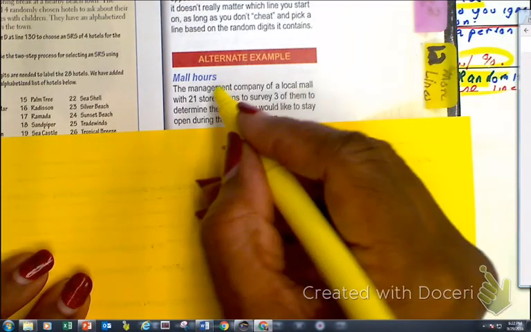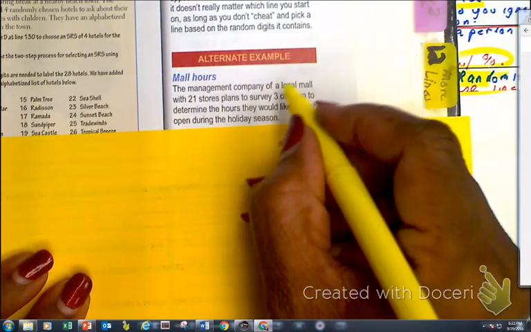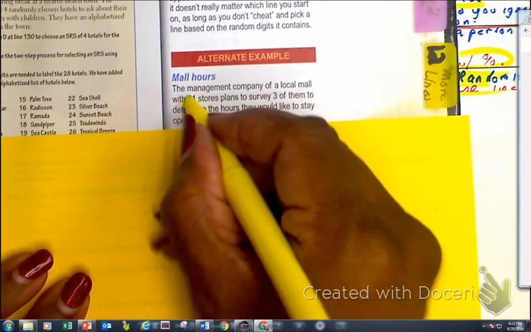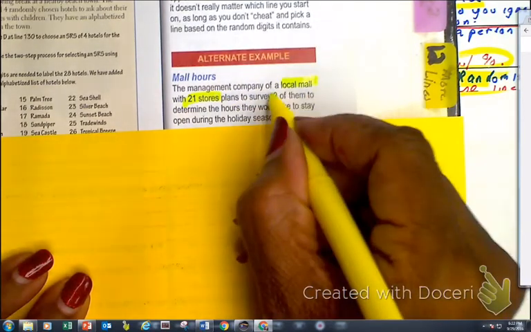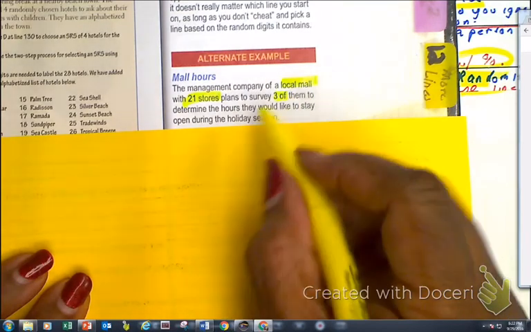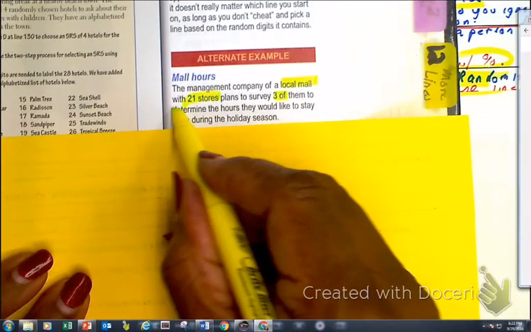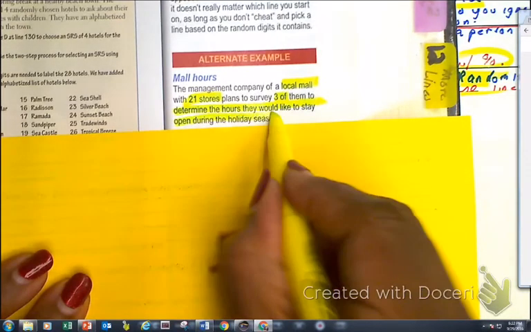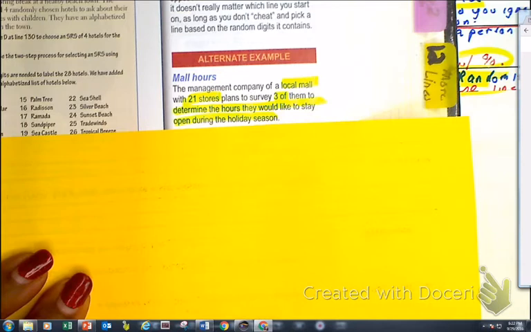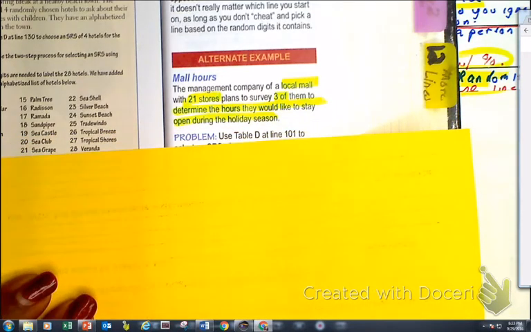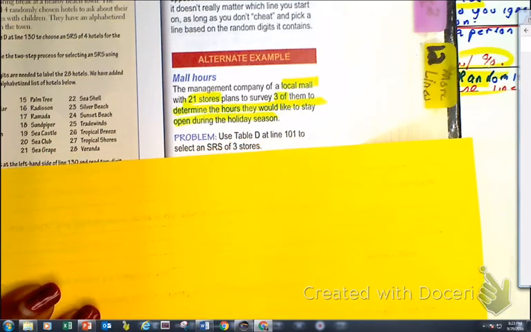So you've got a management company. They have 24 stores in their local mall, and they want to survey 3 of them to determine if they would like to stay open during the holiday hours. Basically, whatever decision they make is going to be a decision made for all 24 stores. So how do we handle the problem?